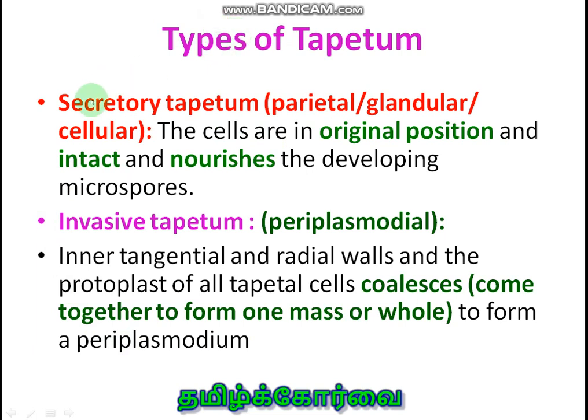Types of tapetum: first is secretory, otherwise called parietal, glandular or cellular. It is in the original position. The cells are in the original position and also intact and directly nourish the developing microspores.